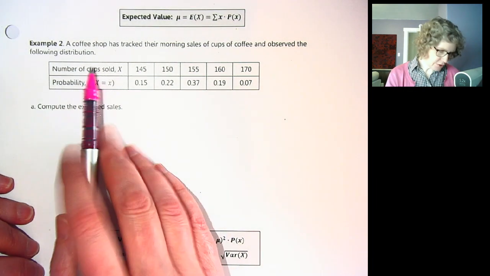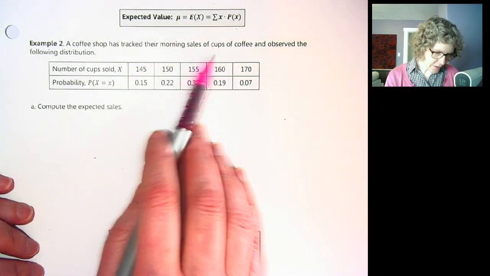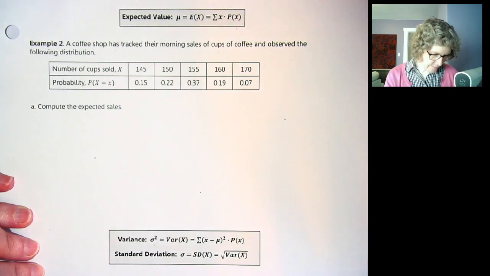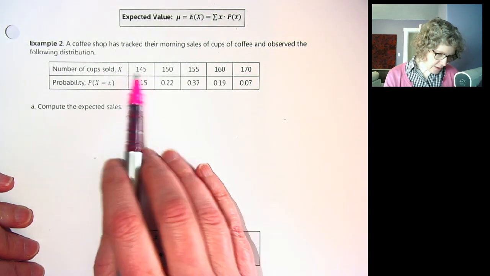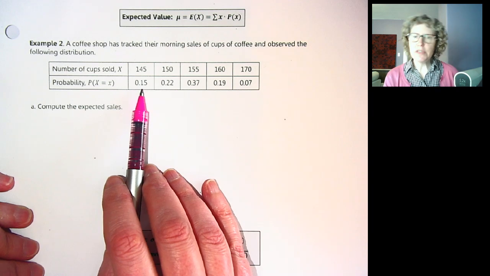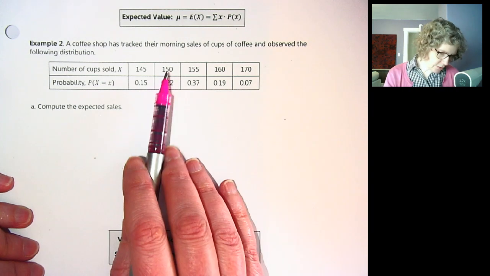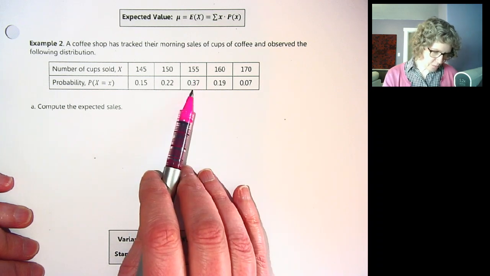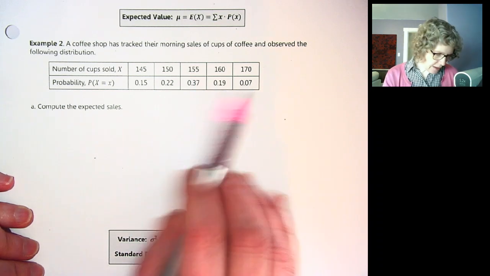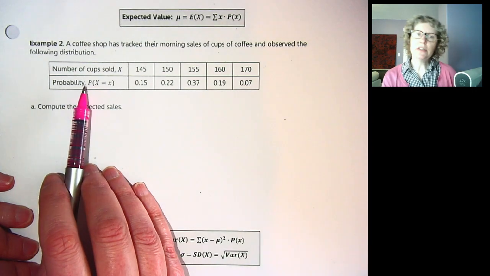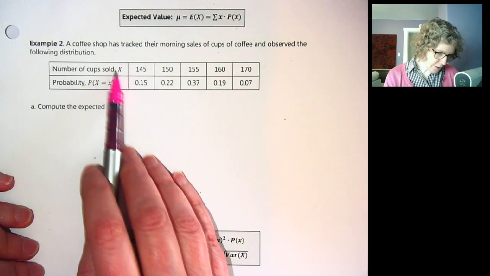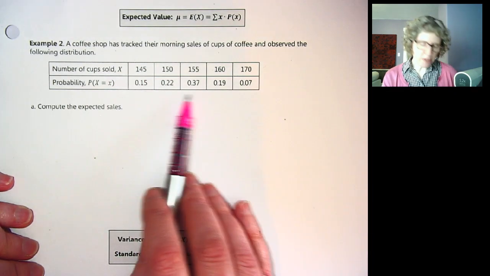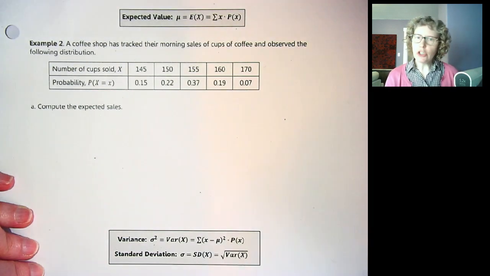We have a coffee shop, and they've tracked their morning sales of cups of coffee and observed the following distribution. So after getting some data, they found that they sell 145 cups of coffee 15% of the time, and 150 cups of coffee 22% of the time, 155 37% of the time, and so on. Now this is a probability model or probability distribution because we have a variable x, the cups of coffee in this case, and then we have the chance, or probability excuse me, of each one occurring.